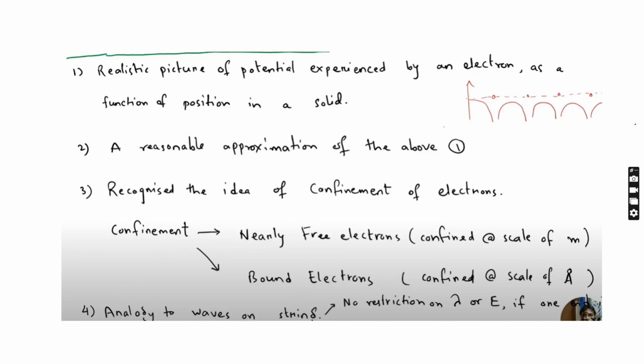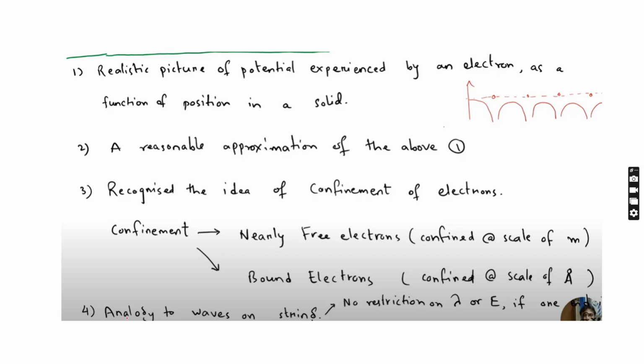Here you can see this is a realistic picture of the ionic core. It will be like these ionic cores and how the electron will interact with them. It's a function of position in the solid. So a reasonable approximation is what we can see here. Recognizing this idea, the electron confinement will be of two kinds: the nearly free electron, with confinement at a large scale, and the bound electron state, with confinement at the scale of the angstrom.